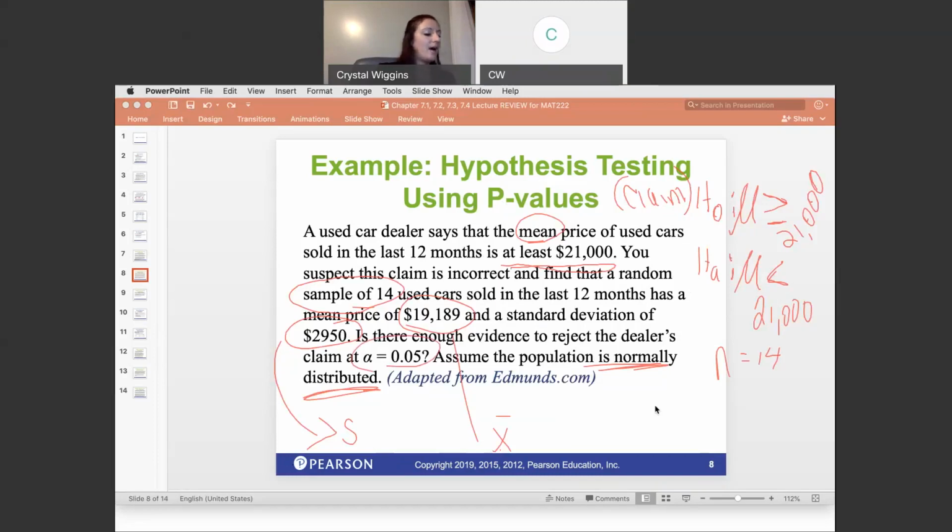So now I'm going to write these numbers down real quick so that I have them when I jump over to our guru. And you should do the same if you don't have the PowerPoint up. S is 2,950 and alpha. Okay. Heading over to our guru now.